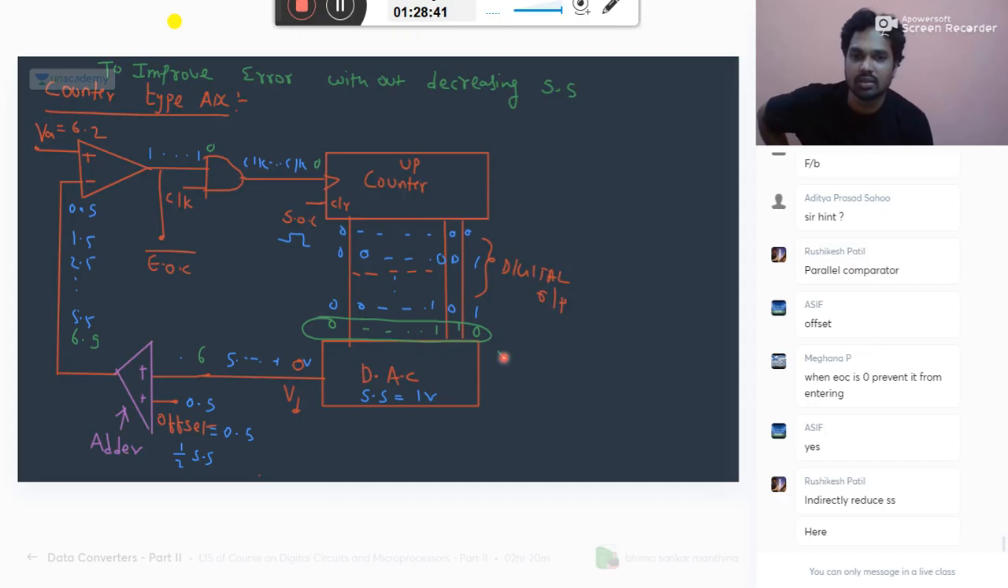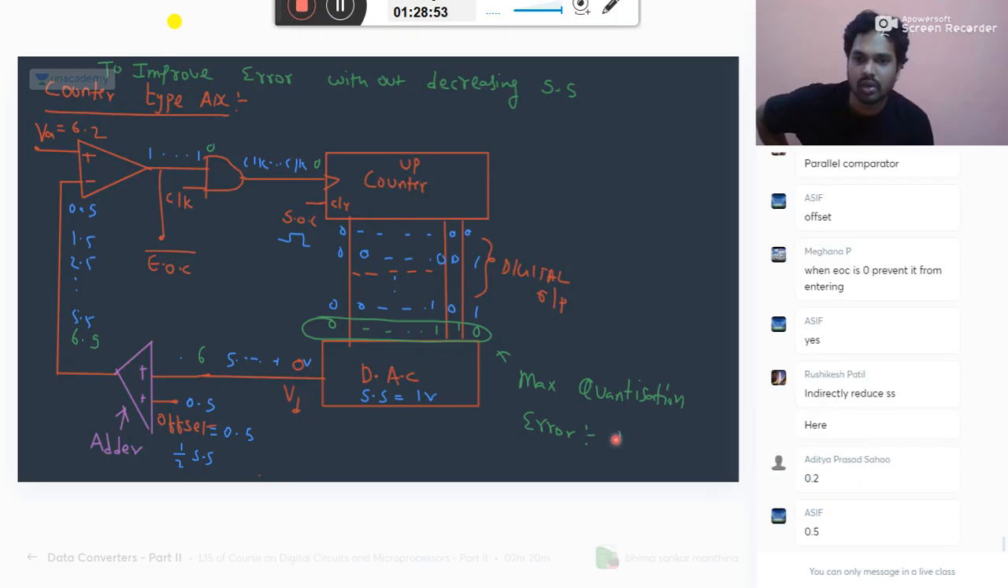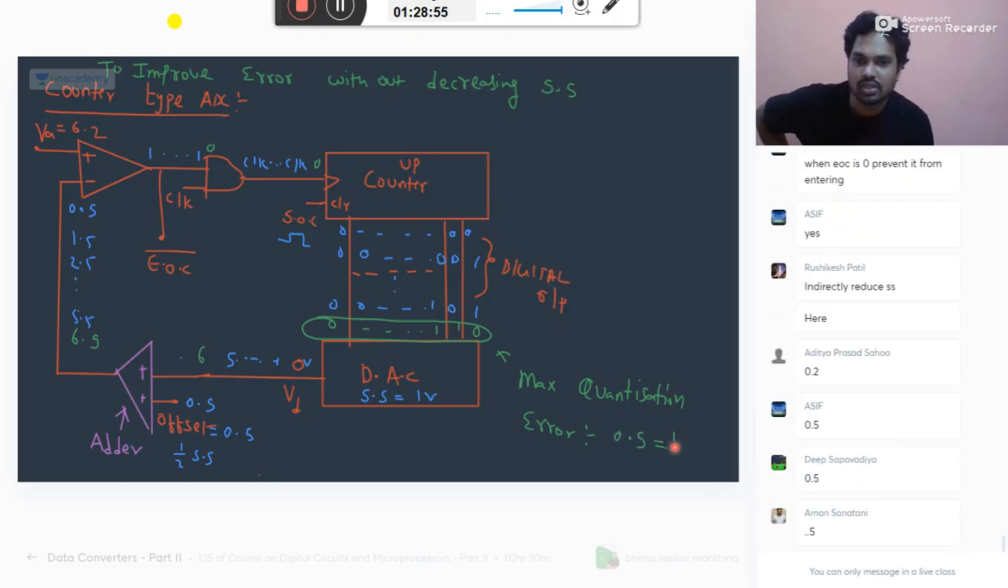In this case, the maximum quantization error is equal to 0.5, or half step size. It is equal to half step size. One minute.